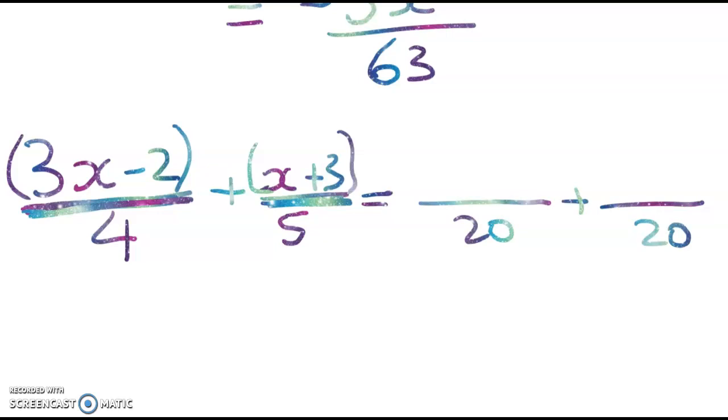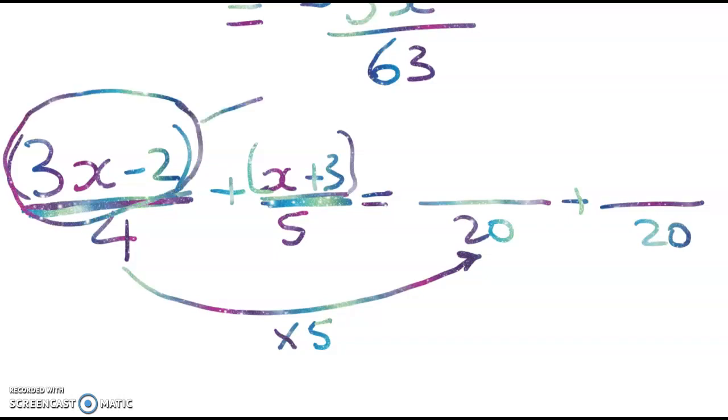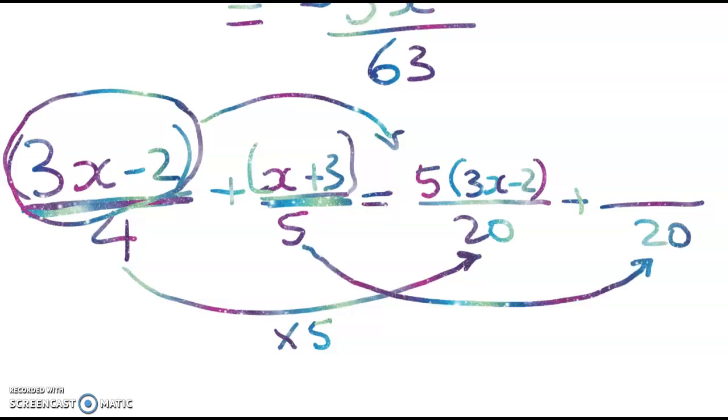And we do what we did before. 4 what's are 20? 4 5s are 20. So we have to multiply this by 5. We're going to do it quite slowly. So it's going to be 5 times all of that. And you can see we're going to have to expand that out and then simplify. Next one. 5 what's are 20? 5 4s are 20. We have to multiply x plus 3 by 4.